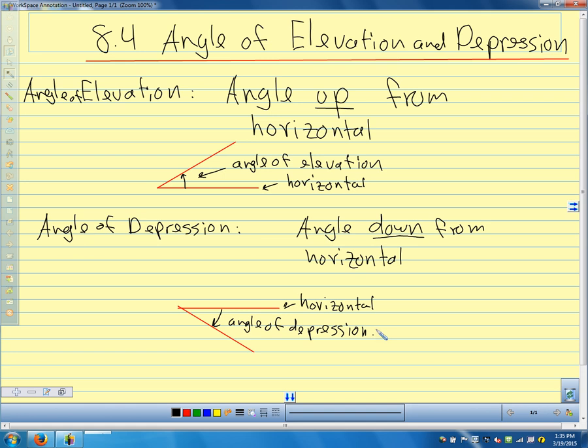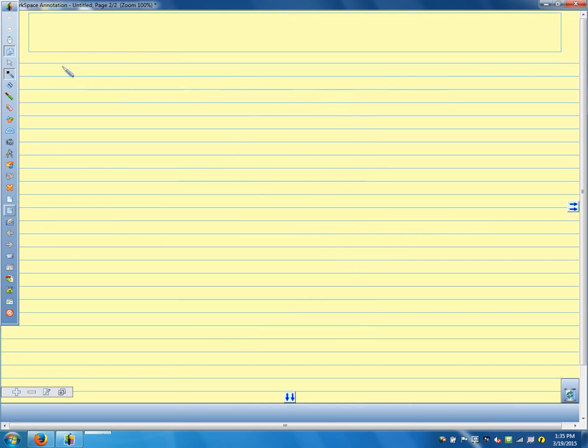And then once we know our angle, we set up our problem using SOHCAHTOA, just like we did for the last set of homework. All right, so all I want to do is go through a couple of examples using angle of elevation, angle of depression. So for the first one, I'm just going to draw a picture, and we want to decide if we have an angle of elevation or an angle of depression.